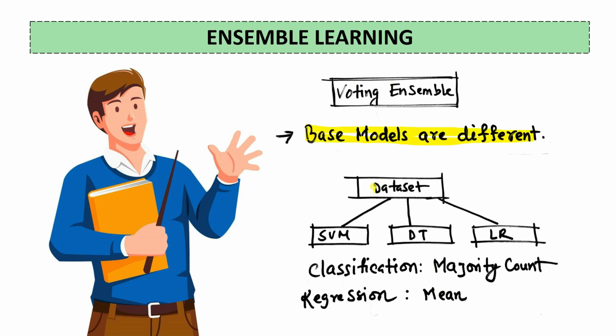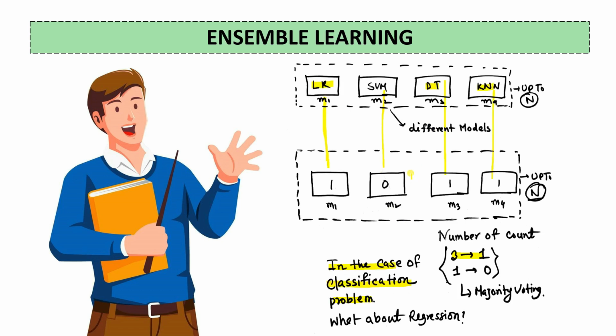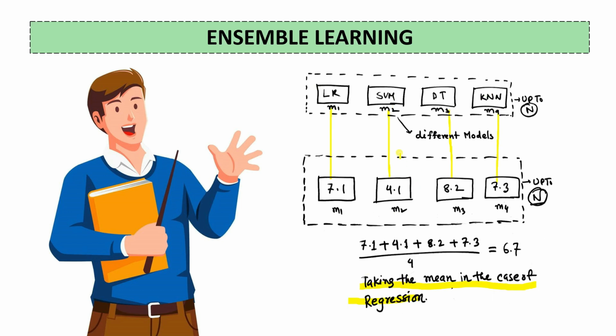We have one data set and we are going to apply different types of machine learning models on it. Here you can see SVM, decision tree, linear regression, logistic regression. For classification problems we actually use majority counting, and for regression we use the mean, as you can see here. This technique is nothing but one voting technique, voting in ensemble learning.